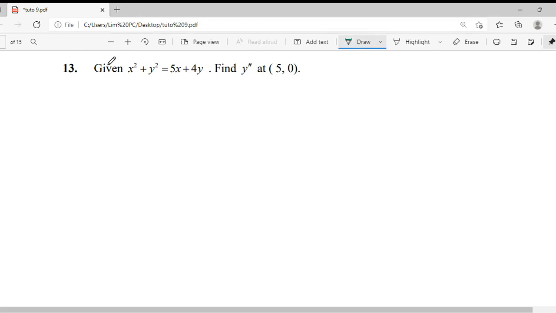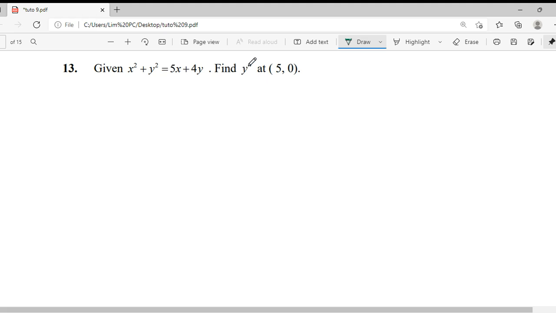Okay, so for question 13, given that x squared plus y squared equals 5x plus y. So we can see our equation here. Which category is it: explicit, implicit, or parametric? Obviously it's not parametric, it's just involving x and y. And y is not expressed as the subject in terms of x. So this is implicit differentiation.